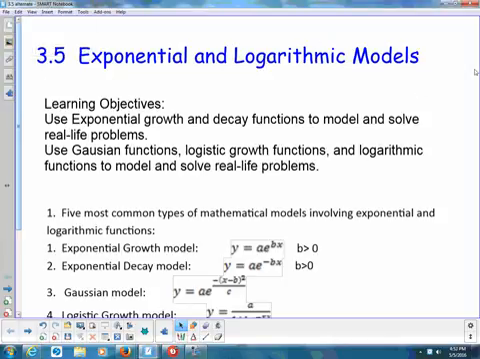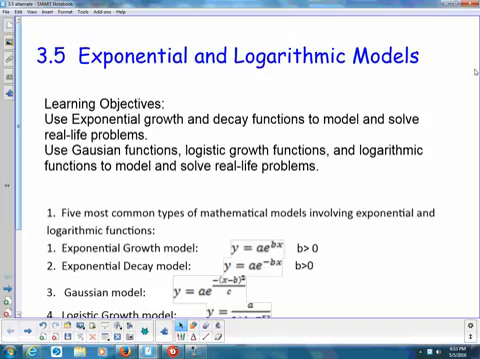We're looking at section 3.5, exponential and logarithmic models. The learning objectives are to use exponential growth and decay functions to model and solve real-life problems. Also use Gaussian functions, logistic growth functions, and logarithmic functions to model and solve real-life problems.